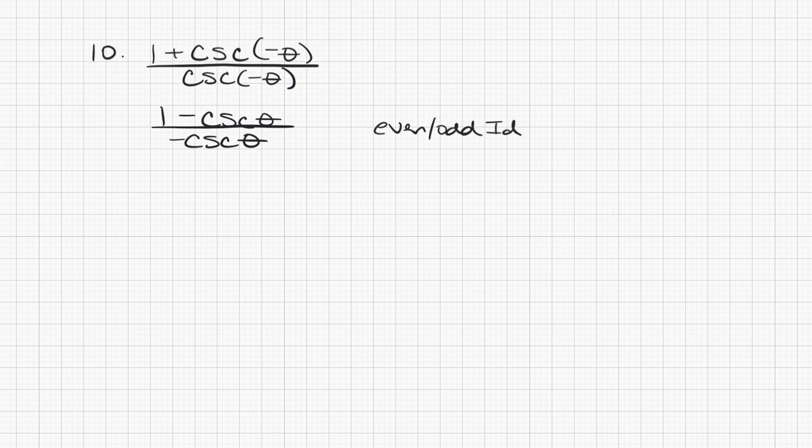Okay, great. Since I have a monomial in the denominator, I can do that split step where I'm splitting it to both terms in the numerator. So this becomes 1 over negative cosecant of theta minus cosecant of theta over negative cosecant of theta. That's a split step.